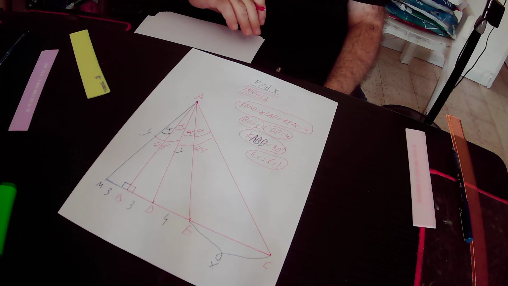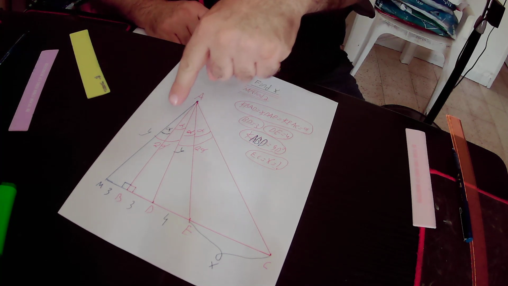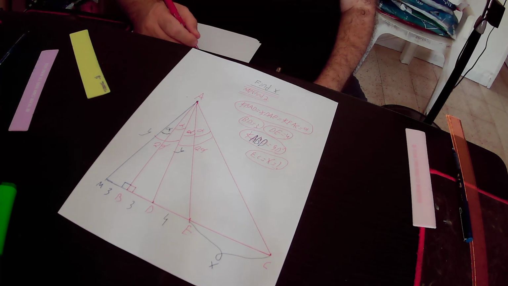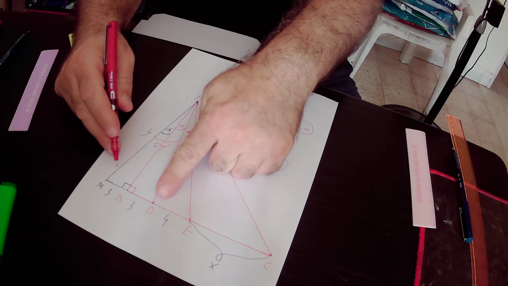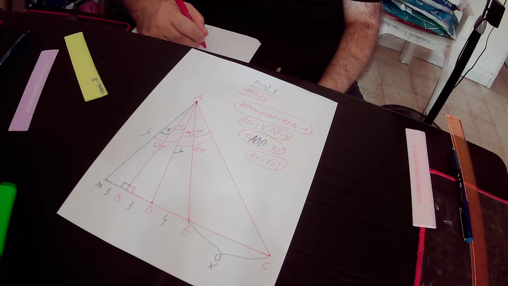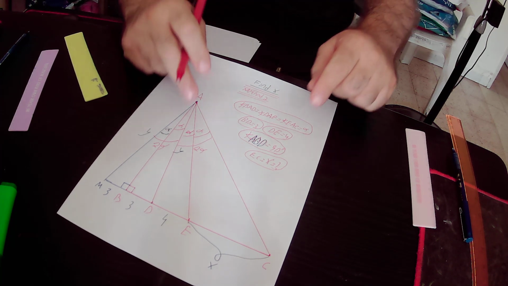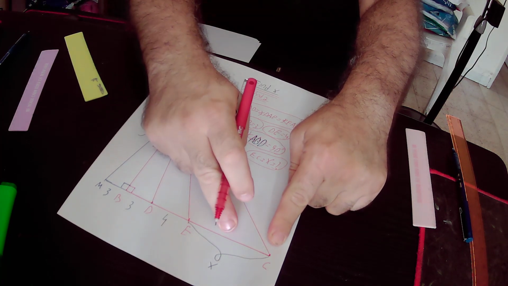What is the value of AM? AM equals Y according to our definition, so we will substitute AM by Y. What is the value of MD? MD equals 3 plus 3, that is to say 6, equals AC over DC. What is the value of DC? DC equals 4 plus X.